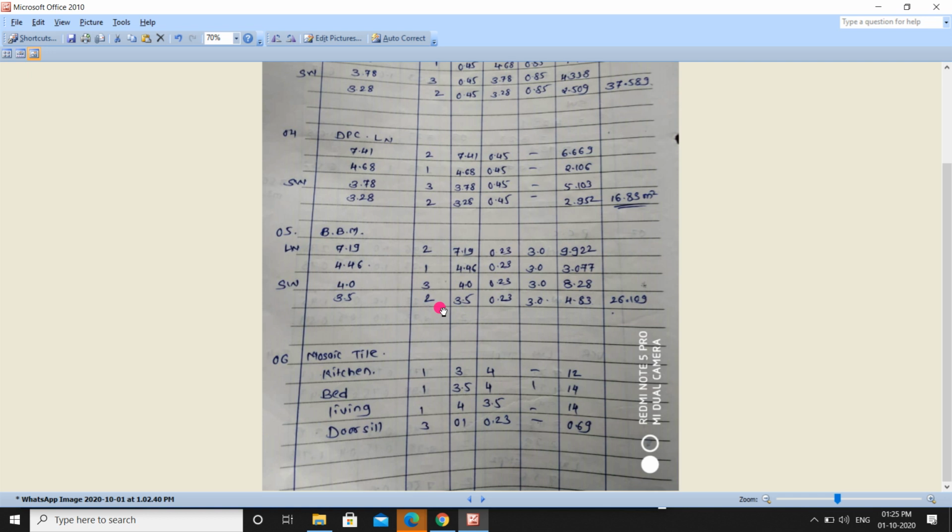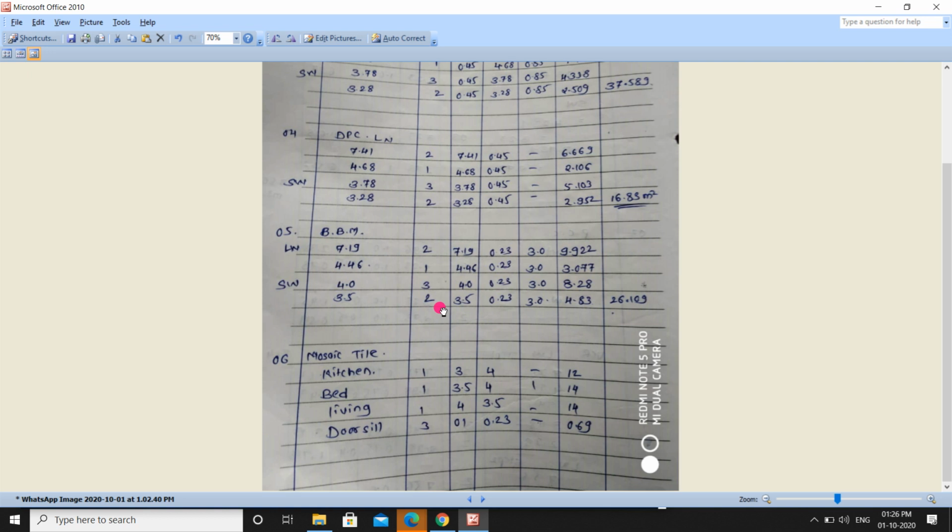And at last, the two walls of 3.5 meter: 2 into 3.5 into 0.23 into 3, it will be 4.83 cubic meter. If we go on adding the total quantities of the long wall and the short wall of BBM, it will be 26.109 cubic meter. After this, we are going to see what about the flooring.